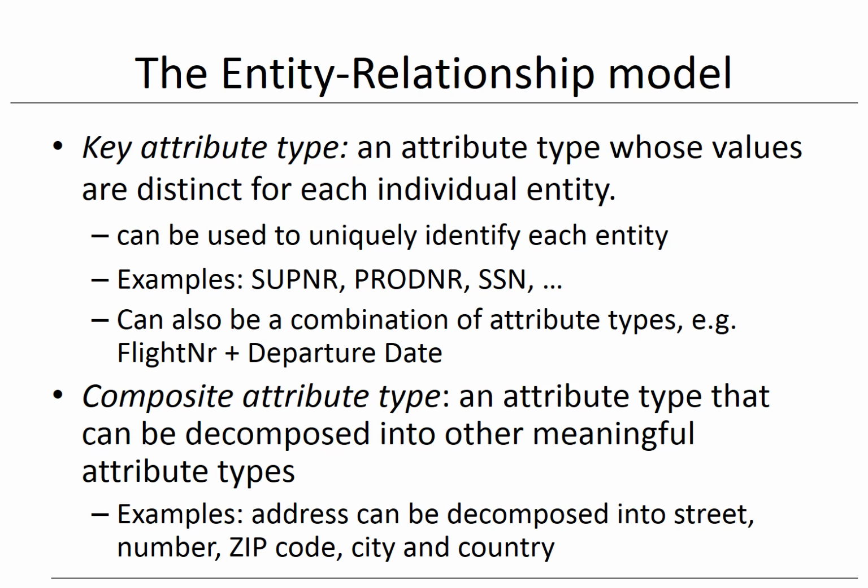A composite attribute type is an attribute type that can be decomposed into other meaningful attribute types. Think about an address attribute type, which can be further decomposed into attribute types for street, number, zip code, city, and country.